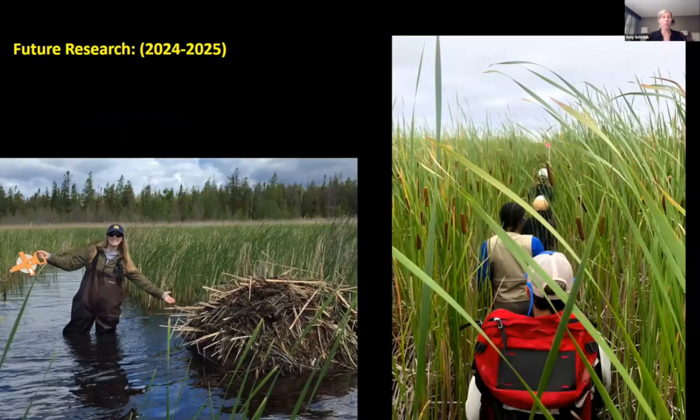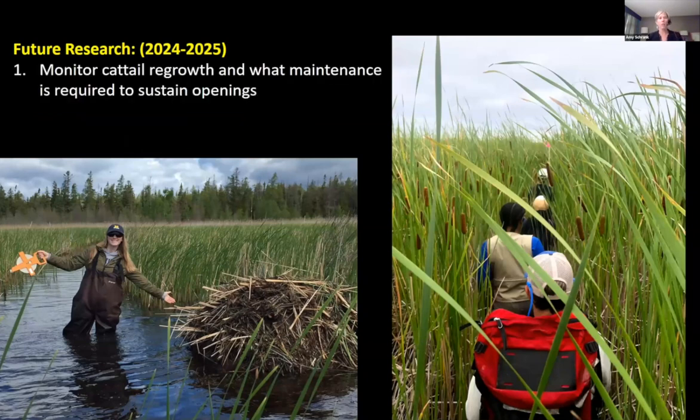Future research. So hopefully this research will continue for a couple of more years. Our plans are to monitor cattail regrowth and what maintenance is required to sustain these openings. So, there is going to be maintenance, especially when you have water level change and drought and flood. So that's something I think it's important to do. How much maintenance does this require from year to year?